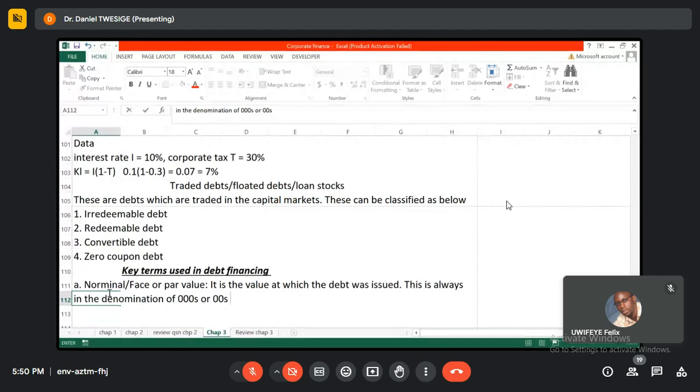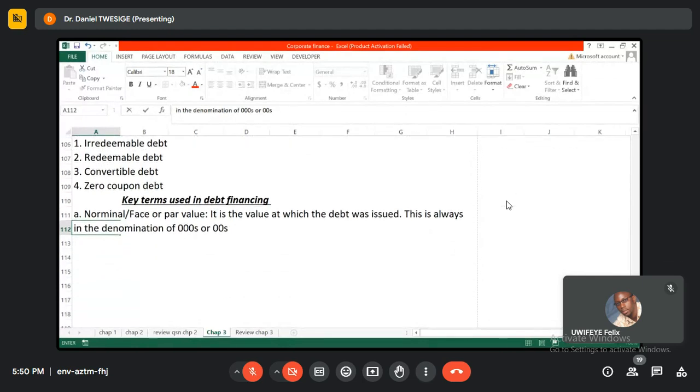Now, I want you to look at this. Sometimes a question may give you the current market price of the debt. If I say the debt is currently trading at 1,100, it means its nominal value is 1,000. If I say the debt is currently trading at 98, automatically it means the nominal value of that debt is 100. Or if I say the debt is trading at 120, it means its face value, even if it is not given, is 100. Are we there together?